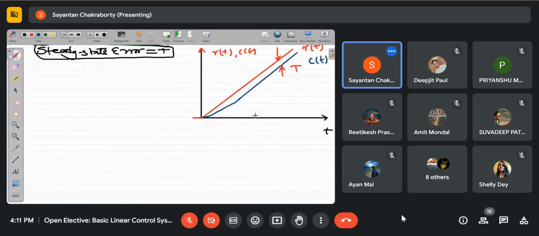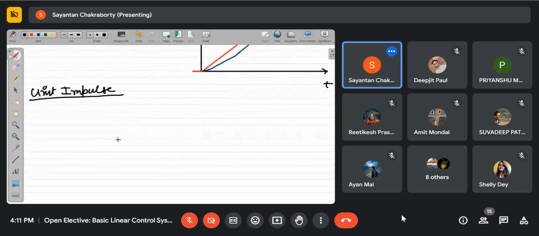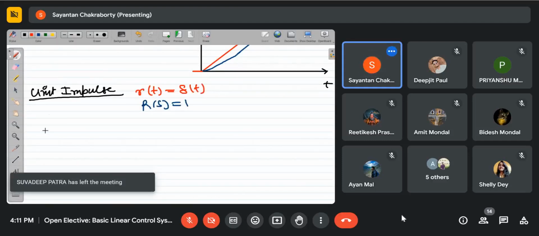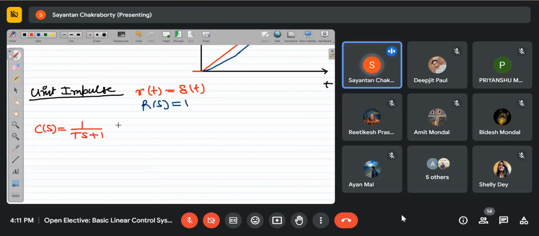And finally, one is left, unit impulse. In this case, your r(t) is equal to delta(t), R(s) is equal to 1. So your C(s) is equal to 1 by (Ts plus 1). That implies your c(t) will be equal to 1 by T e to the power minus t by tau.